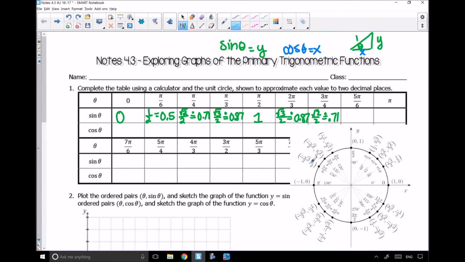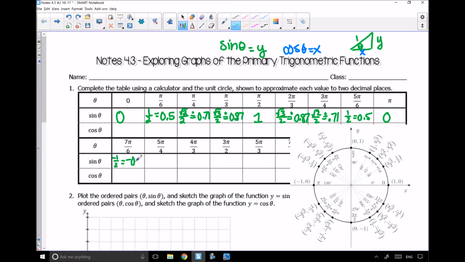5 pi over 6 is 1/2. We know that 1/2 as a decimal is 0.5. And then when we get to pi, we get 0. So 0 is going to be the value for the sine of pi. Okay, let's keep going. 7 pi over 6 right here. The y value is -1/2. So we're going to say that it's equal to -0.5.